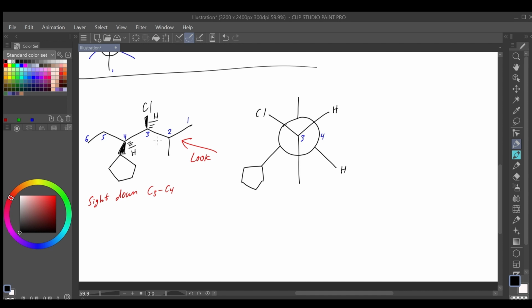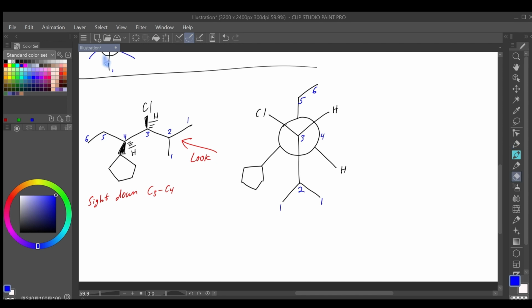The Newman, you can always number the front carbon and the back carbon right away. Carbon 3, carbon 4, and then on carbon 3 you have the carbon 2, which is the isopropyl substituent, and you can number the carbon 1 as well. Doesn't matter, the two methyl on carbon 2 are equivalent, both are carbon 1. And then you have the back carbon, carbon 4, bonded to the carbon 5 and the carbon 6, the ethyl substituent. Very simple, carbon 5, carbon 6 pointing up, just like that.